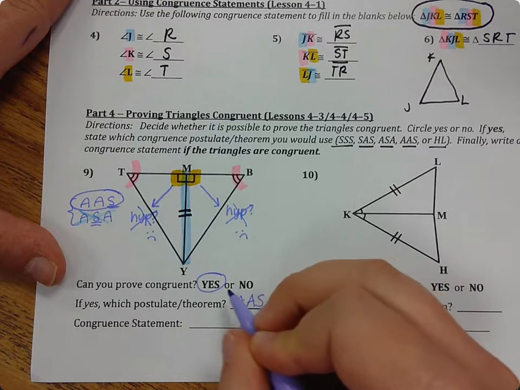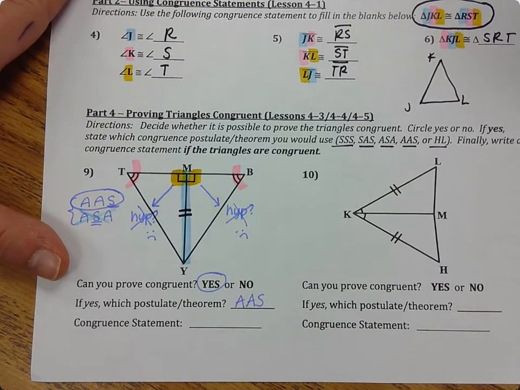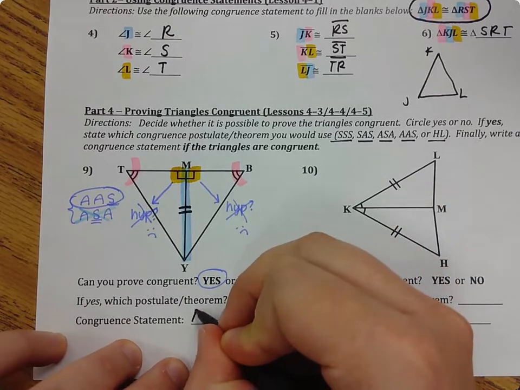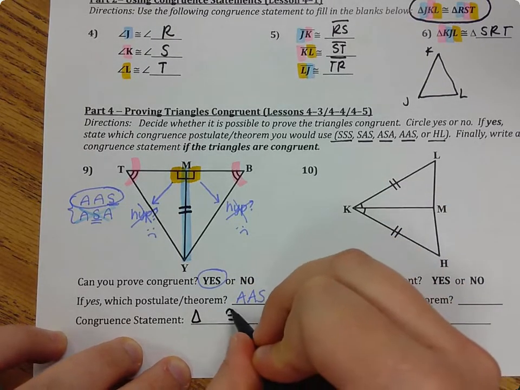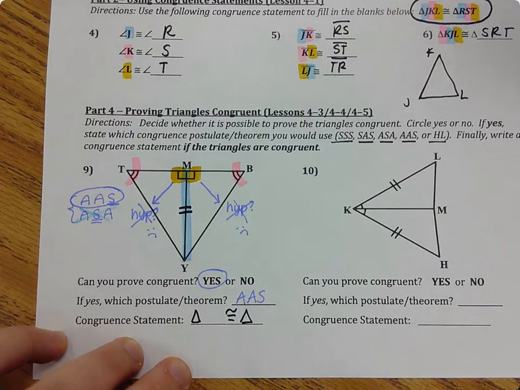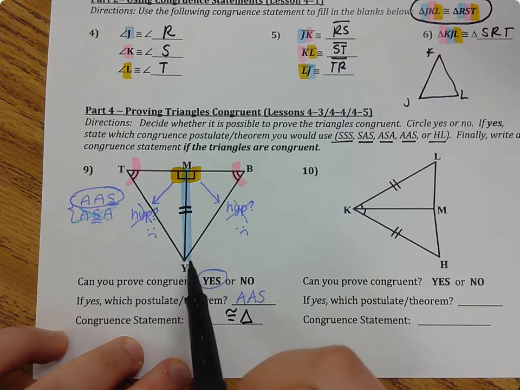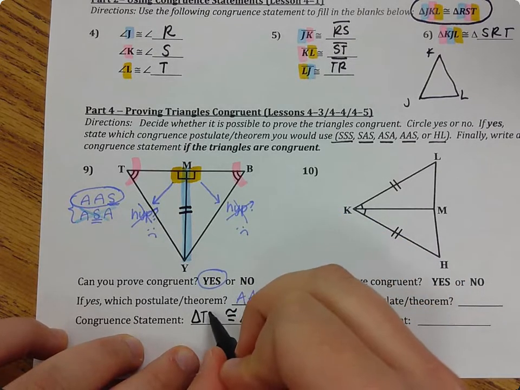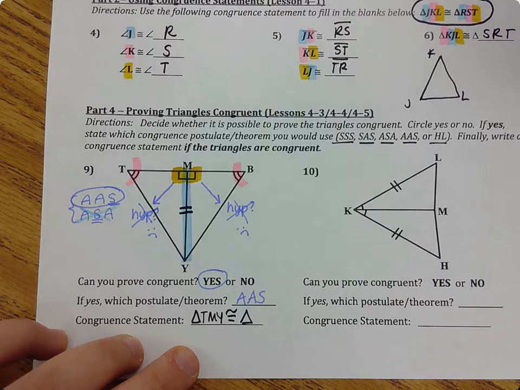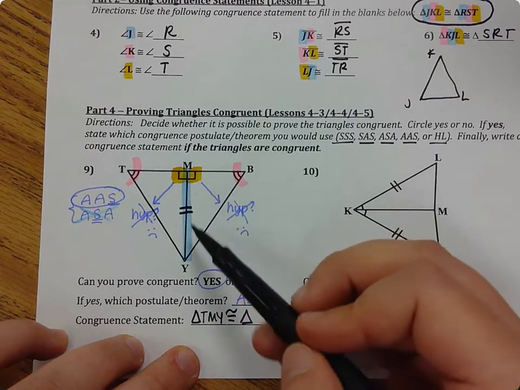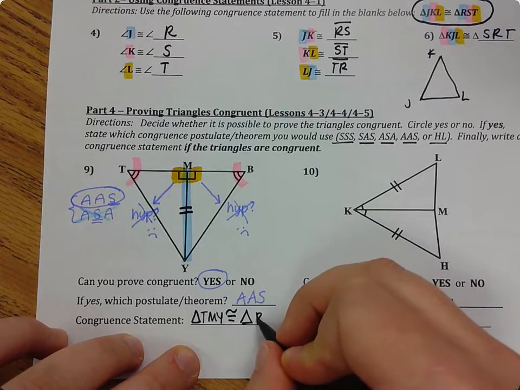So I'm going to say, yes, they're congruent by angle, side, angle. And I'm going to write my congruent statement myself. And this time I have to write both of them. So I know that I'm going to say one triangle is congruent to the next, and I just have to match up their letters. So here I'm going to go from pink to gold to this angle here that isn't marked, TMY. And I'm going to do the same thing here, BMY, from pink to gold to the non-marked.